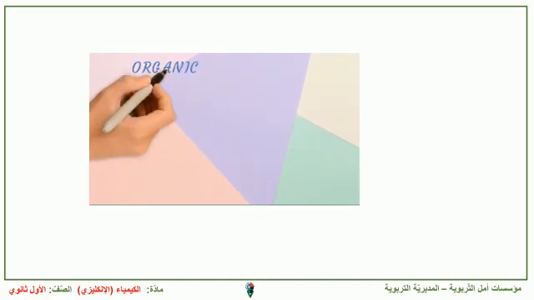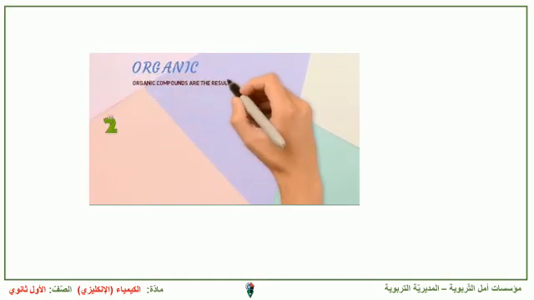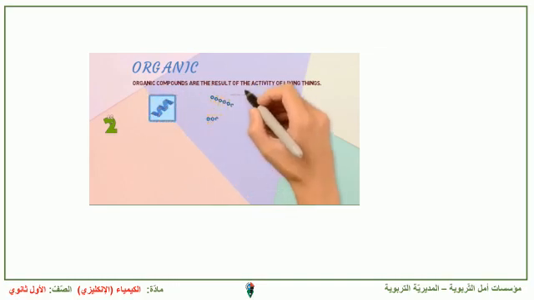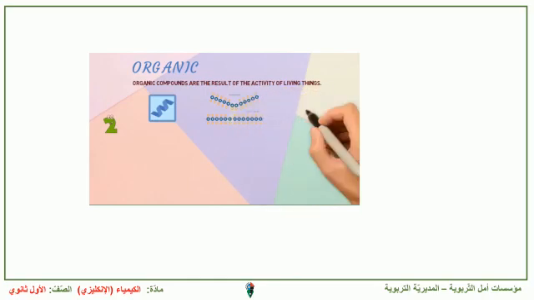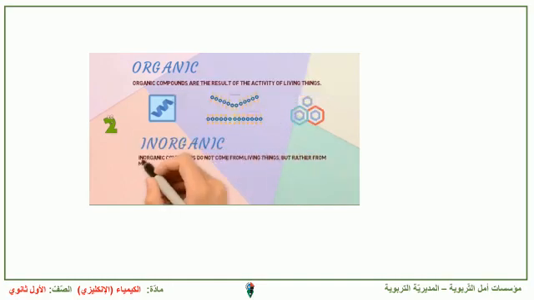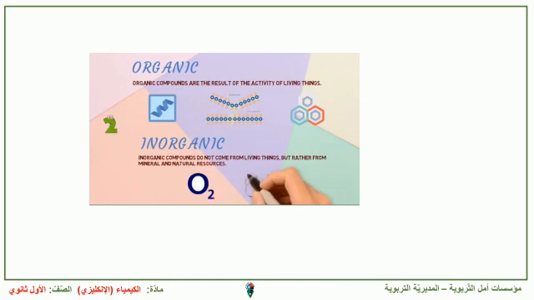2. Organic compounds are the result of the activity of living things. But over time, organic compounds can be synthesized in the laboratory, for example protein, fat, benzene. Inorganic compounds do not come from living things, but rather from mineral and natural resources, for example oxygen and carbon dioxide, which can be obtained from nature.